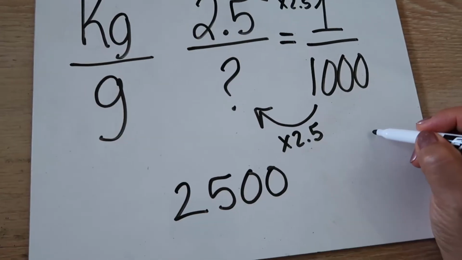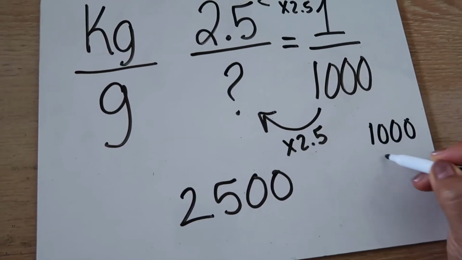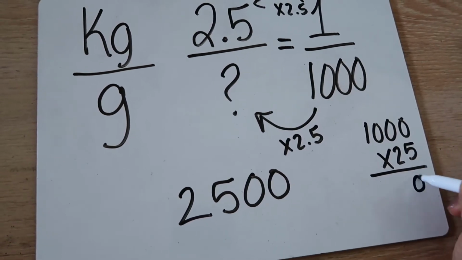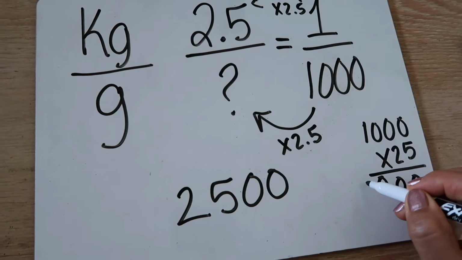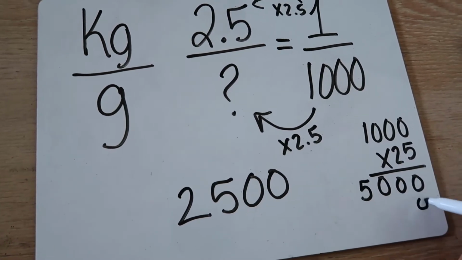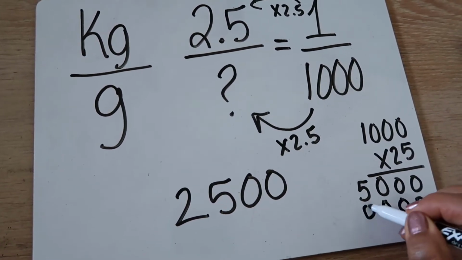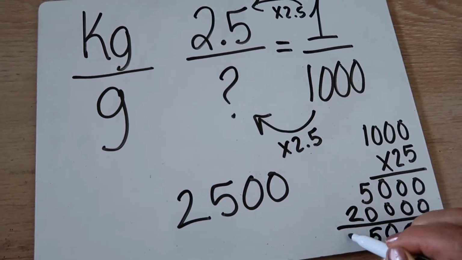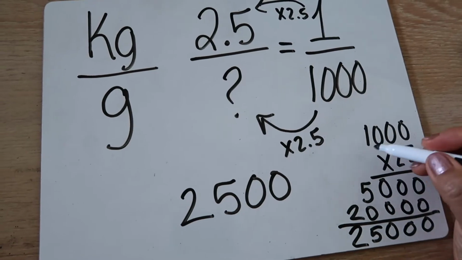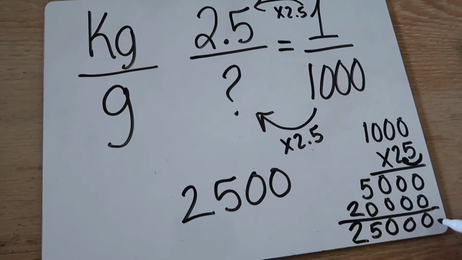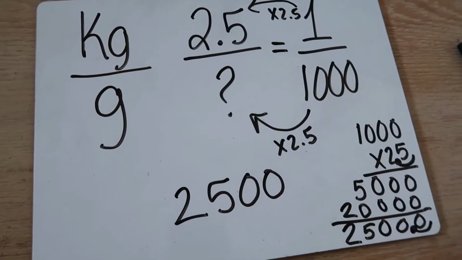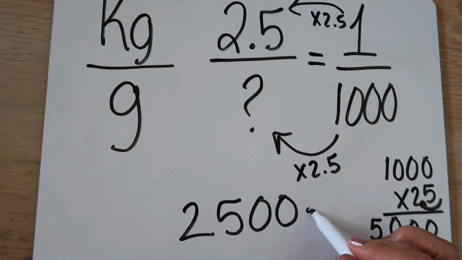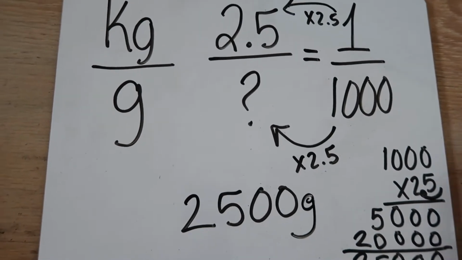You can always do it on the side. Do 1,000 times 25. You can leave the decimal out and then put it back at the end. So 5 times 0 is 0. Basically, we have 3 zeros. 5 times 1 is 5. 2 times 0 is 0, and then 2 times 1 is 2. Then you put the decimal back 1 space to the left. You're going to move that decimal, and our answer, 2,500, as you can see. And we're talking about grams, and that's our final answer.